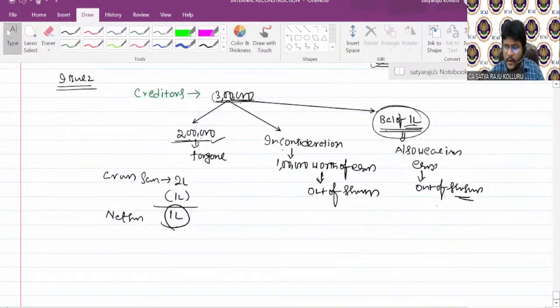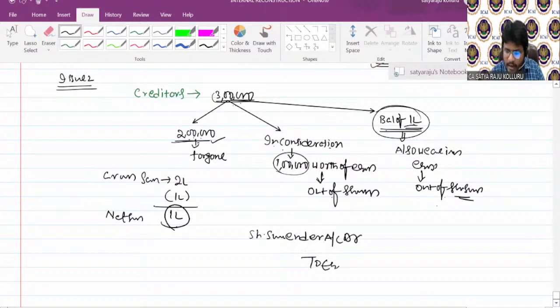Now, one by one. Sir, in consideration of that foregoing, we are issuing 1 lakh worth of equity shares out of share surrender. Whenever you are utilizing the share surrender, for whichever purpose, I don't mind, the entry is share surrender account debit to equity share capital account. So total, you are issuing 2 lakh shares, out of which 1 lakh shares you are issuing in consideration of the foregoing. The other 1 lakh is issued for the remaining balance of the creditors. Whatever the case may be, total you are issuing 2 lakhs worth of equity shares.